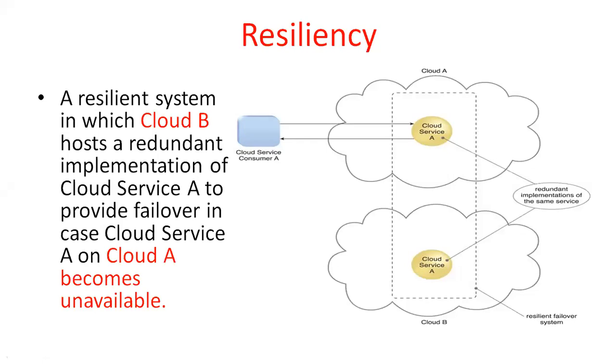In this case, if cloud service A failed, or cloud B failed, the system automatically runs with the other cloud. That is the resilient system, in which cloud B hosts a redundant implementation of cloud service A for the cloud provider failover. Failover means even though a failure occurs, the system keeps functioning automatically, even if a cloud service becomes unavailable. That is called resilience.